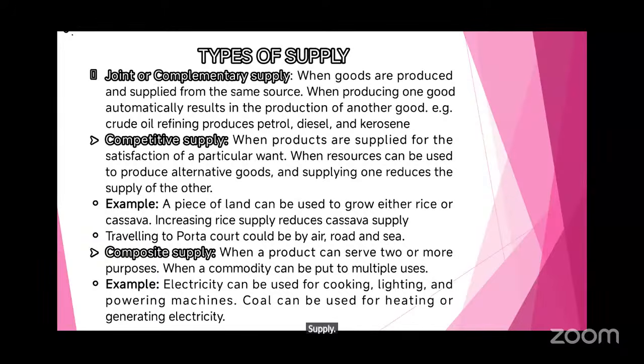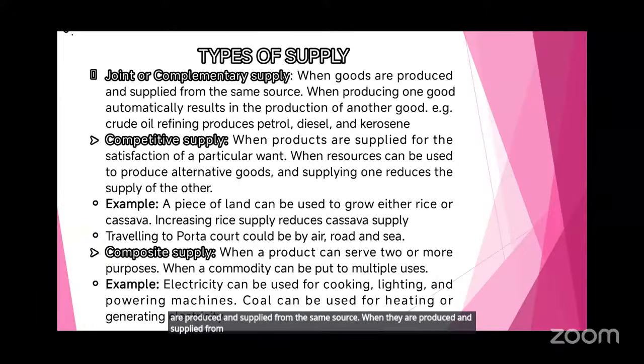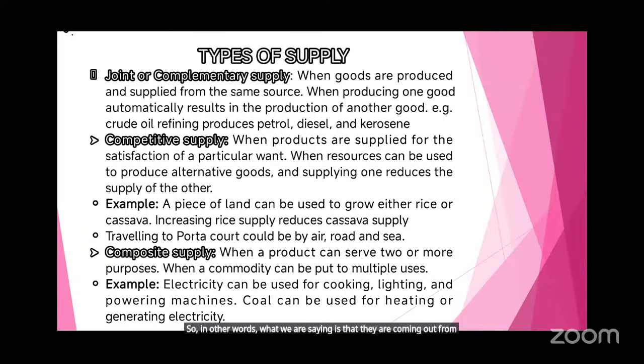Types of supply. Now we have the joint or complementary supply. Here we are saying that goods and services are produced and supplied from the same source. In other words, they are coming out from the same source. The foundation is the same, but the products coming out of it will be different.